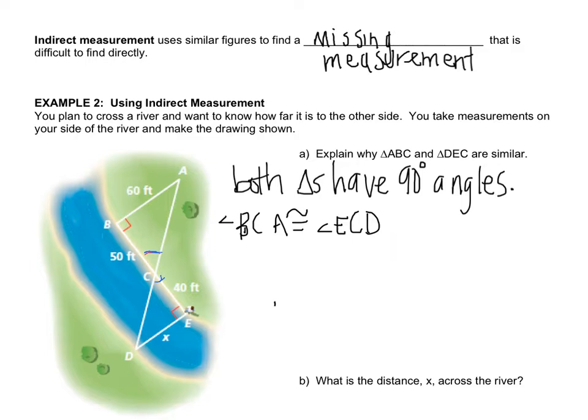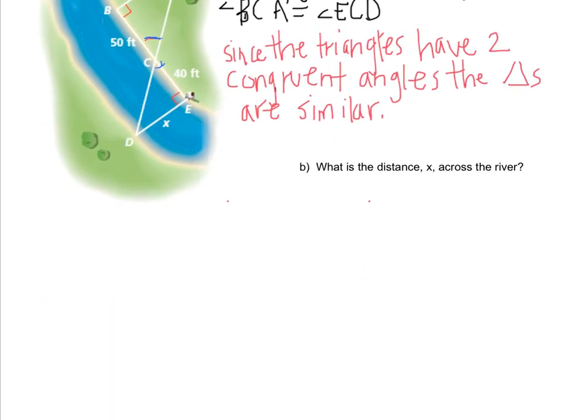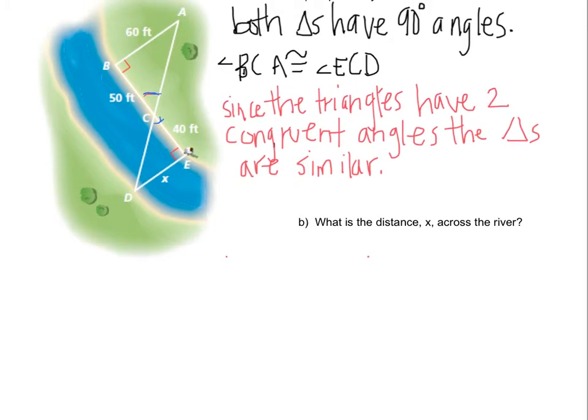Since I've proven that they both have two angles that are congruent, I've done the work of proving that the triangles themselves are similar. So I've written, since the triangles have two congruent angles, the triangles are similar. Now that I've proven that the triangles are similar, I can use the concept of proportions that we learned in the last chapter to find the missing measurement.